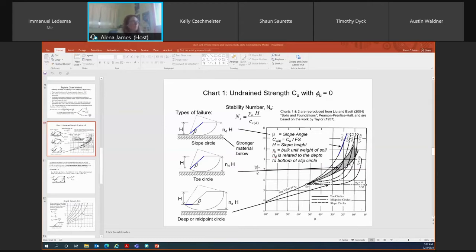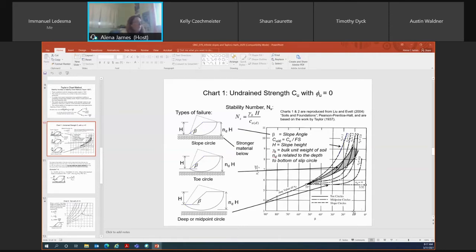And then a deeper midpoint circle can range anywhere between an ND value of about 1.2 to an ND value of about 5.52. So this is the chart that we use to determine either our slope angle or our maximum slope height.